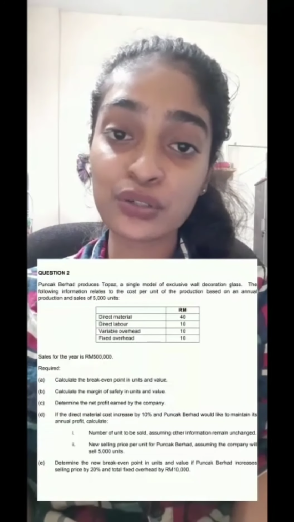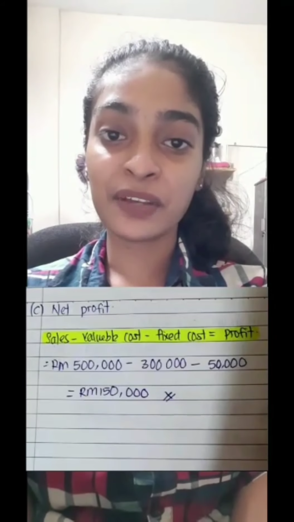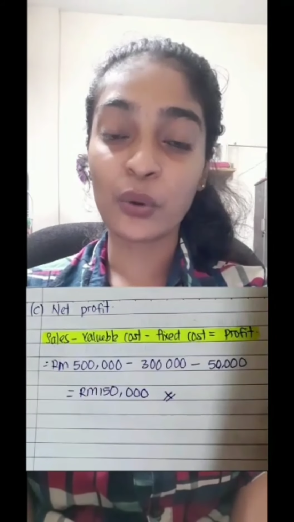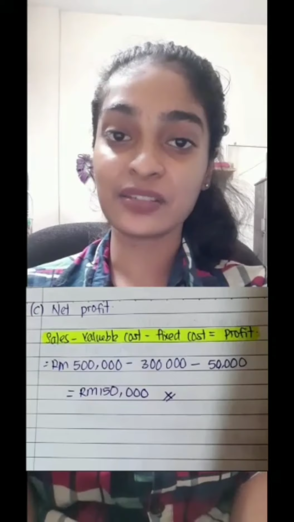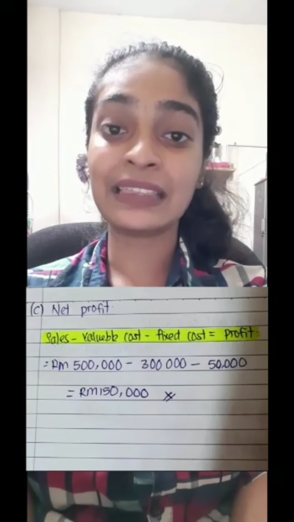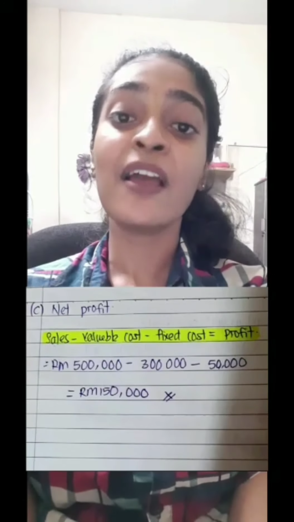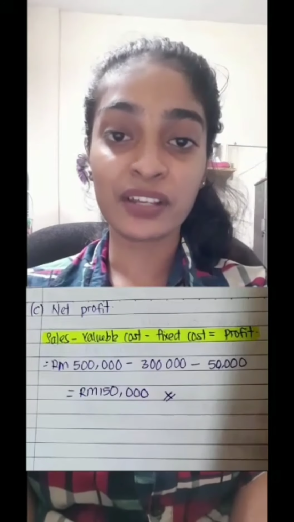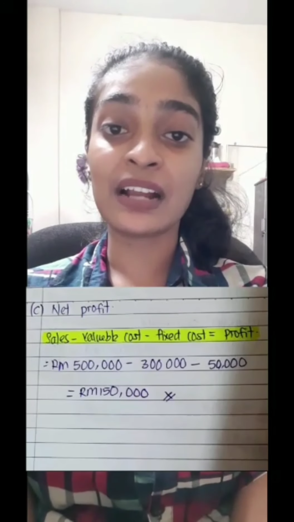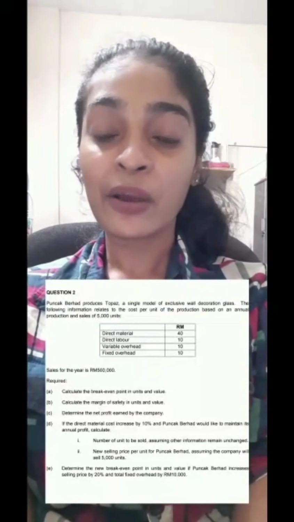Question C, we were asked to find the net profit. So we are going to use the formula of sales minus variable cost minus fixed cost equals profit. So sales of this question is 500,000, minus 300,000, which is our variable cost, and minus 50,000, which is our fixed cost, and we get the answer of 150,000 ringgit. So I hope questions A, B, C will help you to understand more easily.